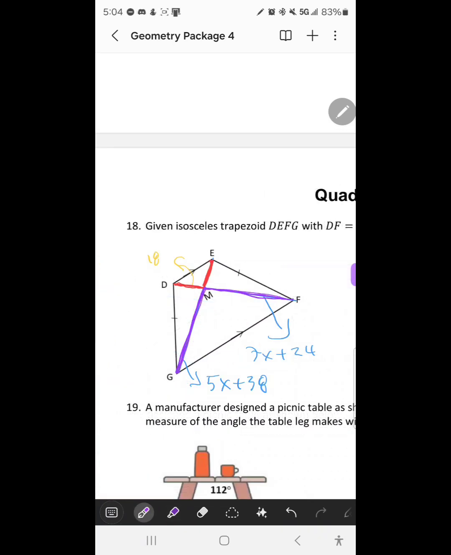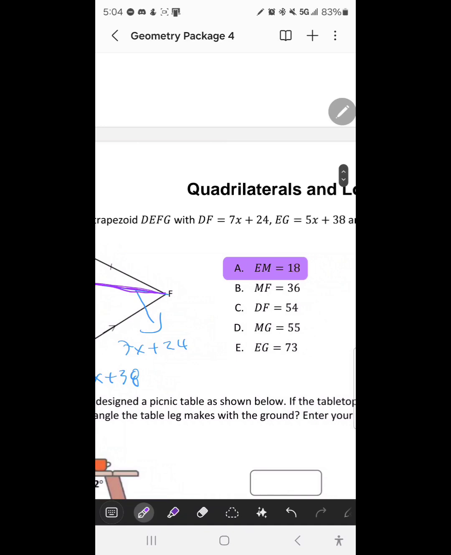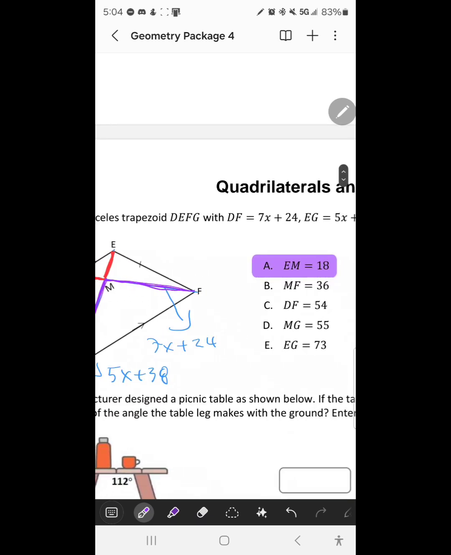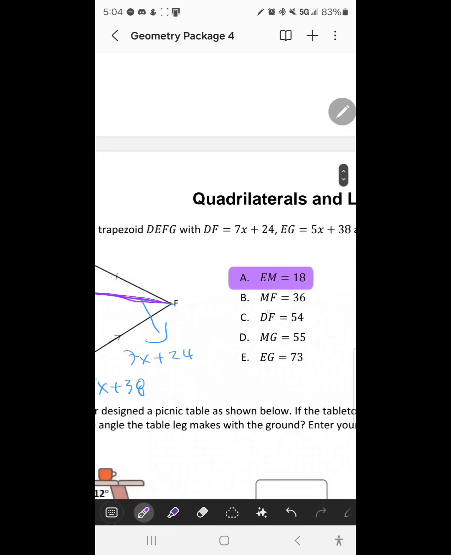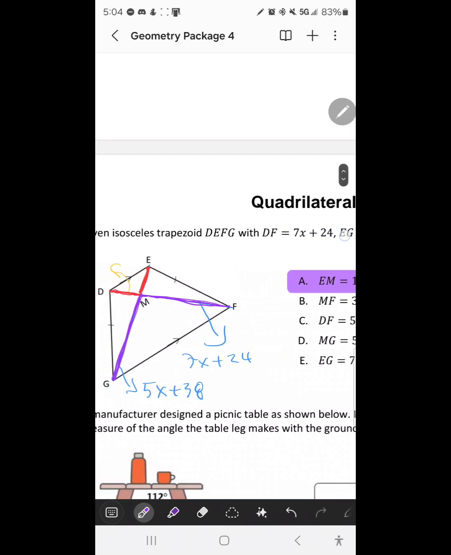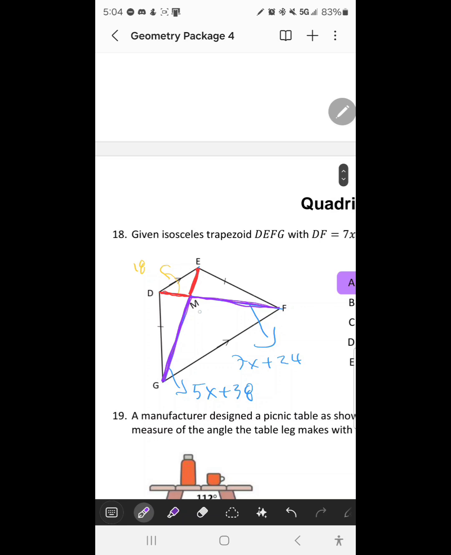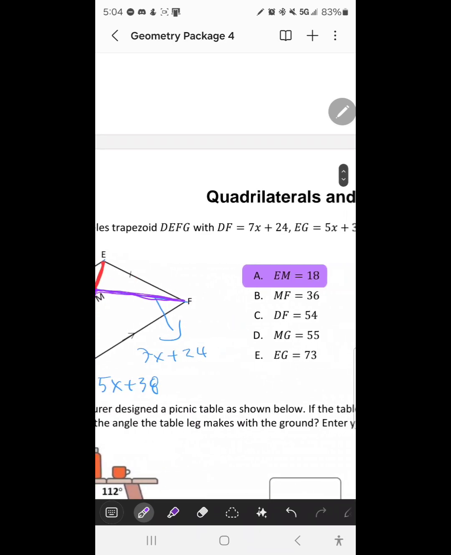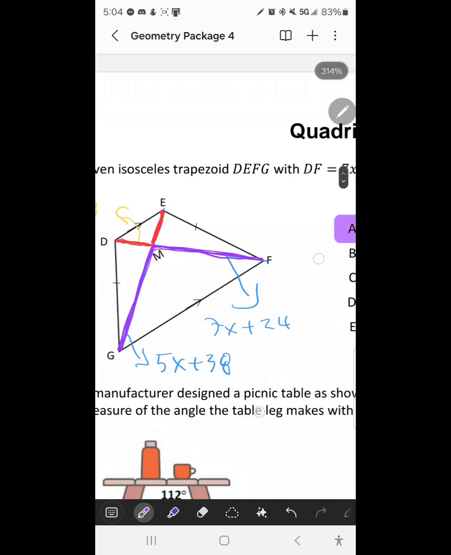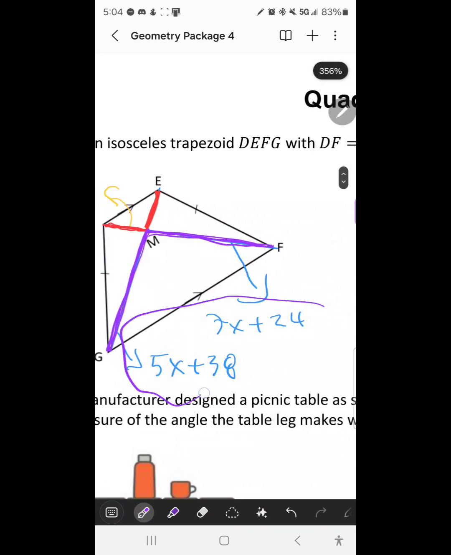Now, what I was saying, this is where we left. EM is equal to 18. It's fine. Let's see the next one. Here's something weird as well. Either way, let's see the next one. They say MF equals 36, and MF is this side. Now, to know the measure of that side, I think we need to solve for x. So let's solve for x and see what we get.